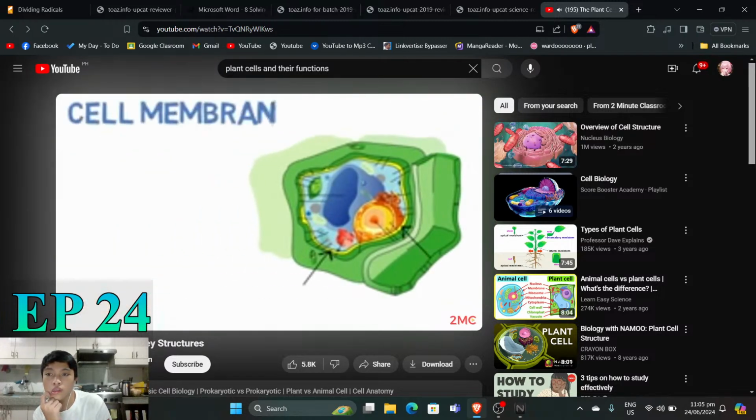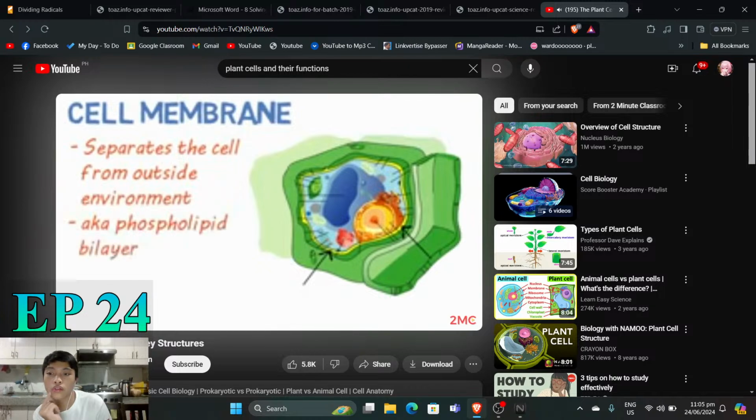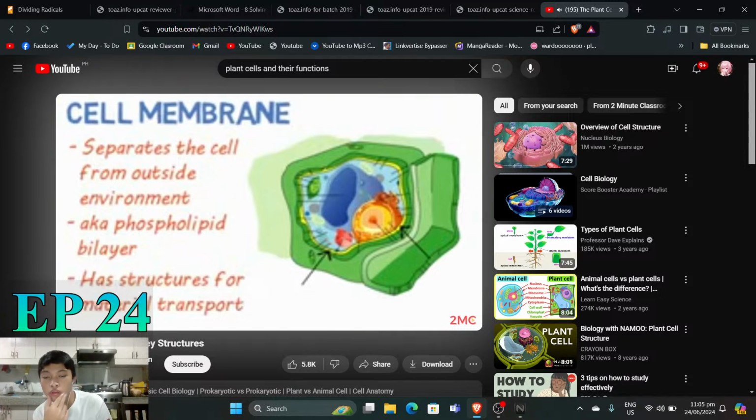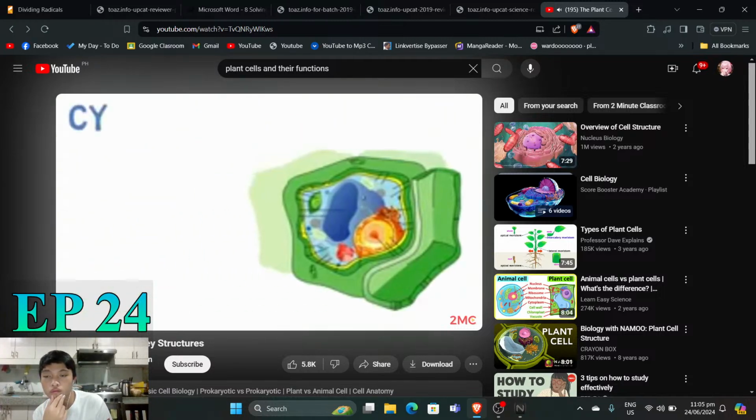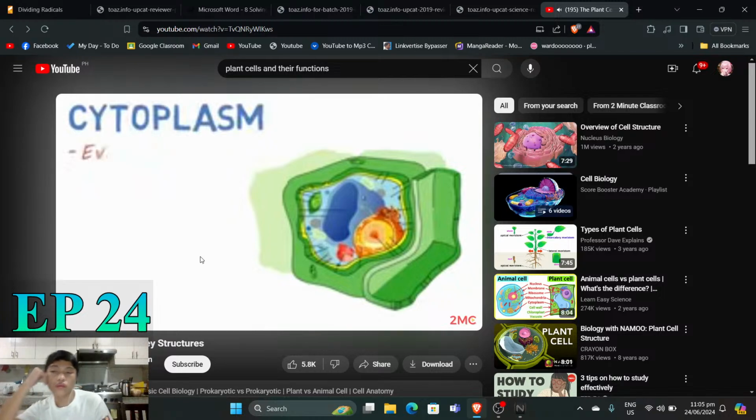The cell membrane is what separates the cell from the environment outside the cell. It is also known as the phospholipid bilayer and has various structures to allow for selective inflow and outflow of water and other molecules and compounds. Next is the cytoplasm.